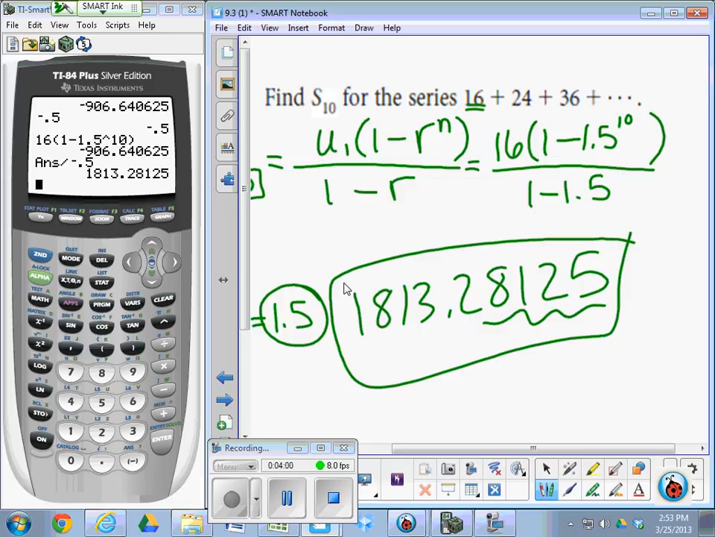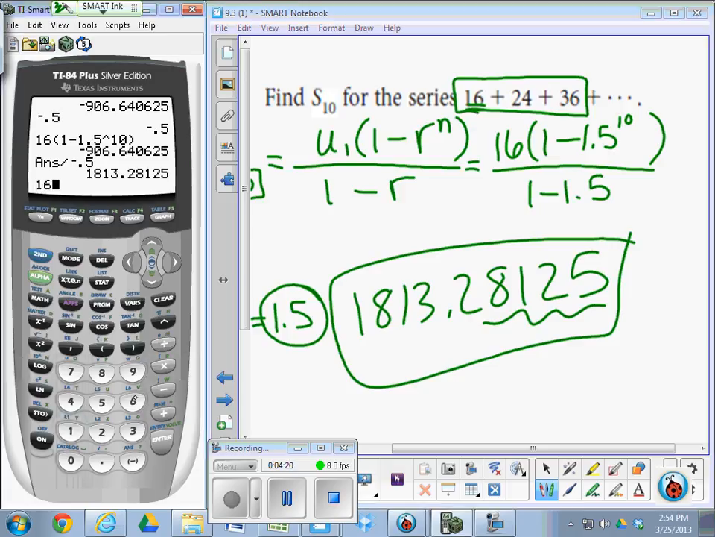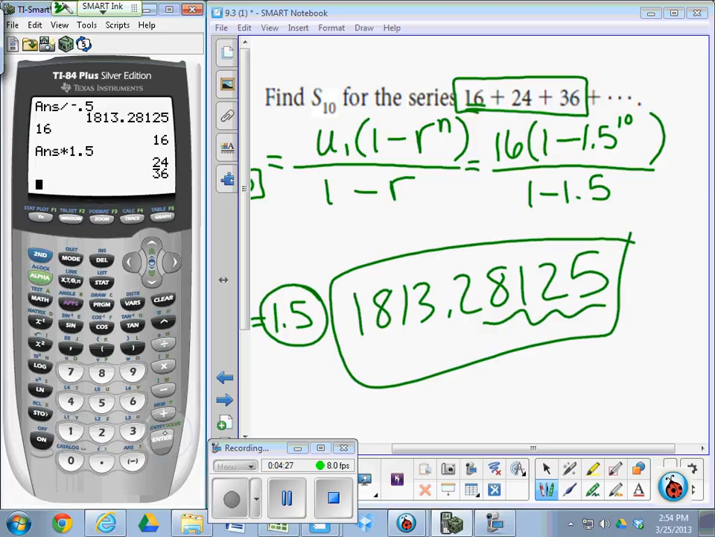Let's check. Did we get any decimals in our sequence yet? Will we eventually, though? We're multiplying by 1.5. Does everybody know what I'm asking? We have whole numbers there, so how could the sum be a decimal? What's this growing by? 1.5. The second term, 24. Third term, 36. Right there, when you multiplied 54 times 1.5, you got 81.